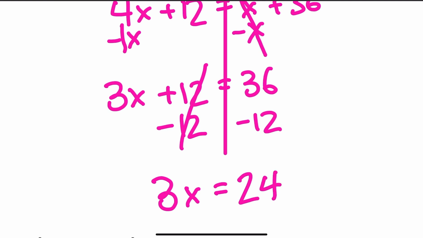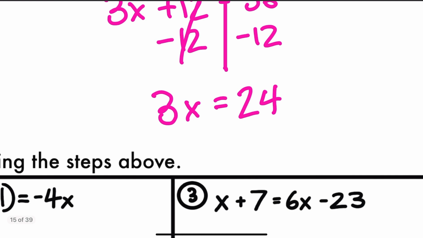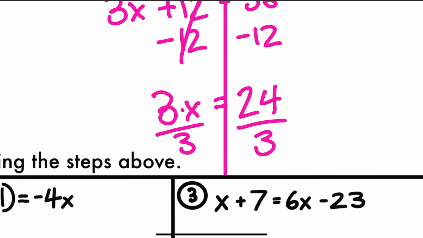I still need to get this x by itself, though, so I got one more step to do. I see that my 3 is right next to my x, so that means that they're being multiplied together. So the opposite of multiplication is going to be division. So I'm going to divide by 3 on both sides.